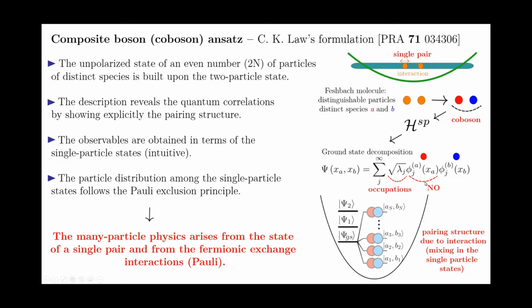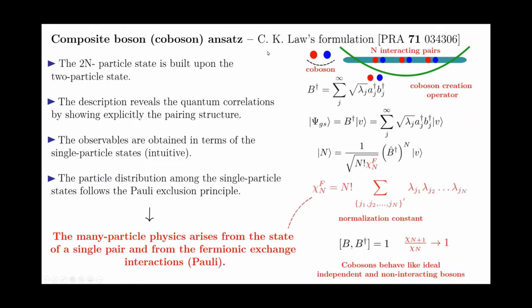So if we have a red particle in a given single particle state labeled with J, then we have a blue particle in the J state, but of the blue particle. Then, based on that decomposition of the single pair state, we define the boson creation operator here that creates a pair of these two different particles like a new entity, taking into account that when we create the particles and fill up the single particle states, we must obey the Pauli exclusion principle.